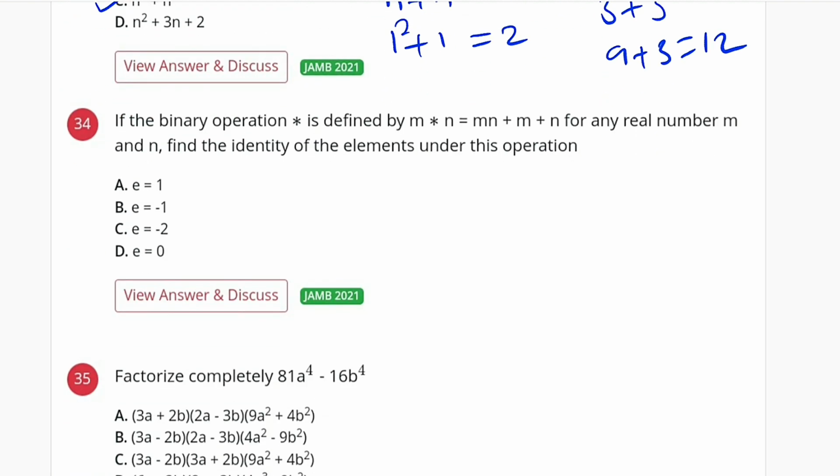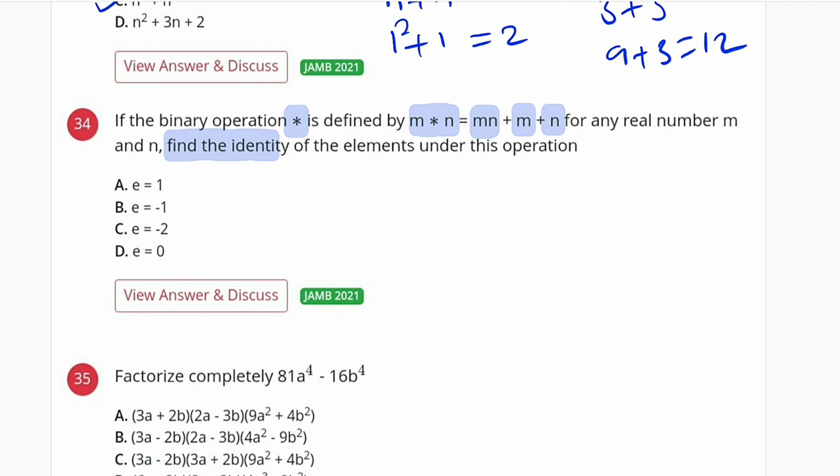So question number 34 is a binary operation question. It stated that the binary operation, which is an asterisk, is defined by m asterisk n. So wherever you have m asterisk n, it means m multiplied by n plus m plus n, for any real numbers m and n. We're asked to find the identity element under the operation.